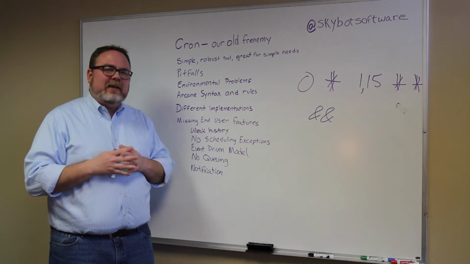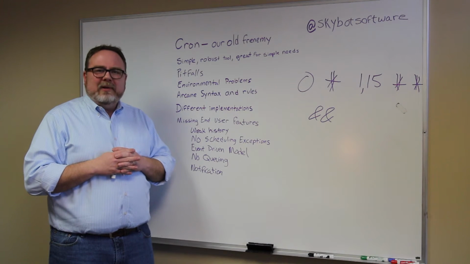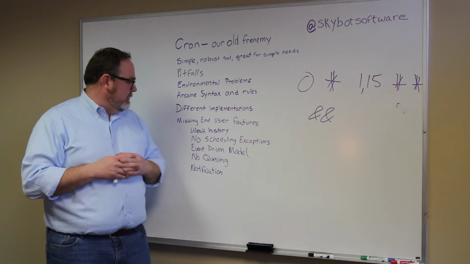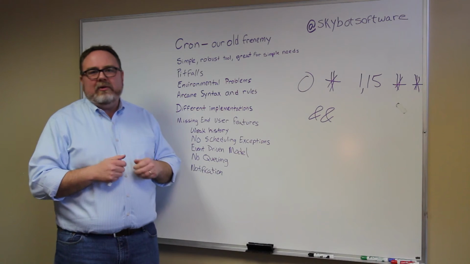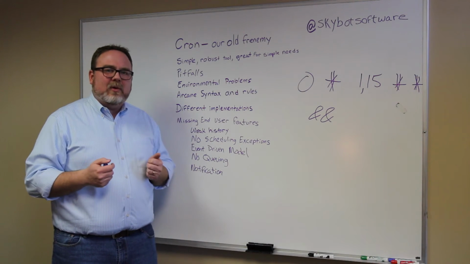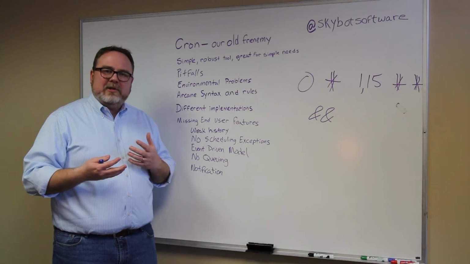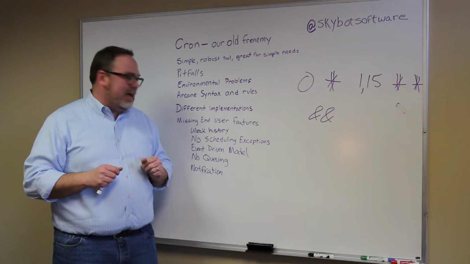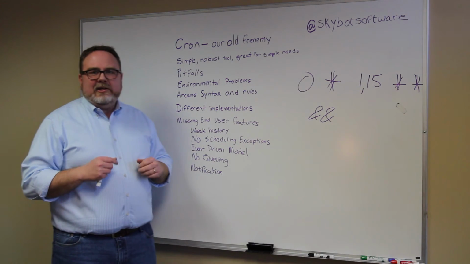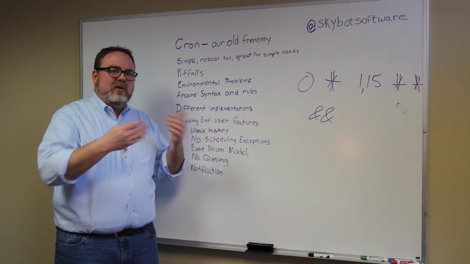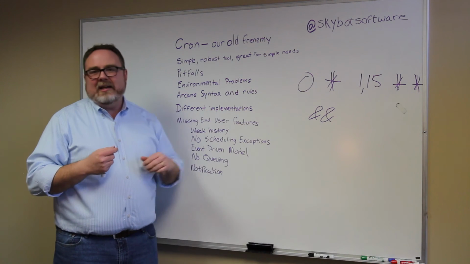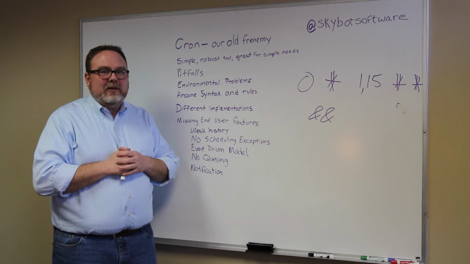You can do some event-driven model stuff, but it's really difficult to do and it's error-prone. No queuing. No queuing means that you can't do any sort of specific ordering of jobs, and you can't protect a resource from having too many things running at it at once. And notification. For notification, you have to do that using your ampersands, and it's just difficult to do.